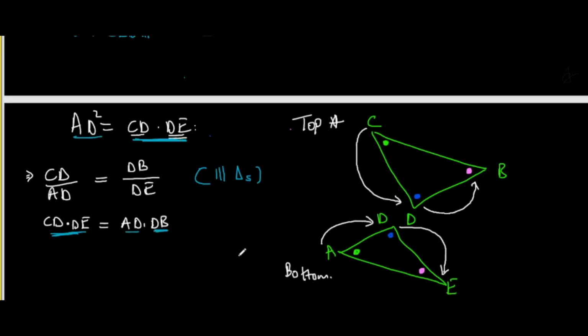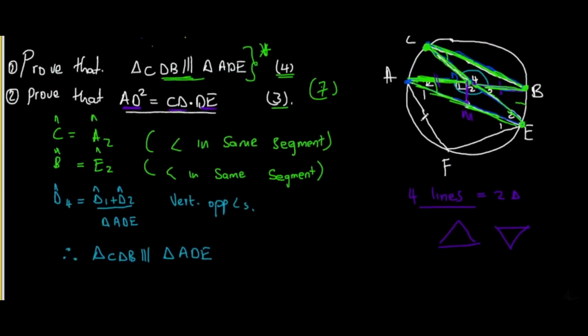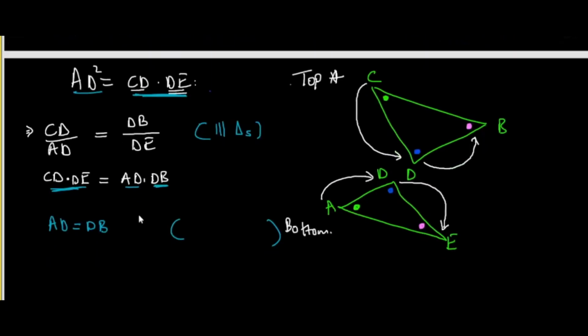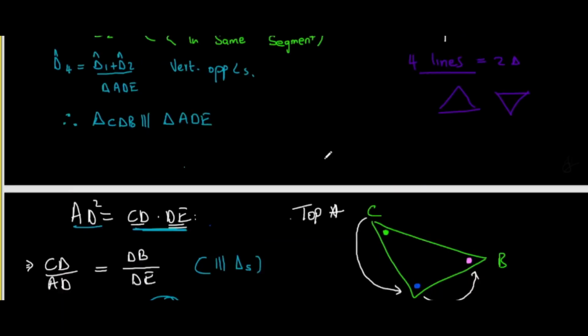So we just have to find a way to prove that AD is equal to DB. Let's go to the diagram to find a reason why AD and DB are equal. You don't have to go far. You know that AD should be equal to DB, so that where there's DB, we substitute AD. You just have to go and look for a reason.